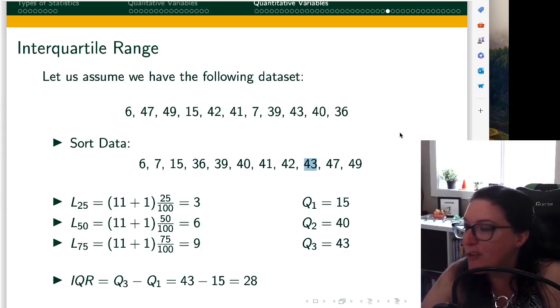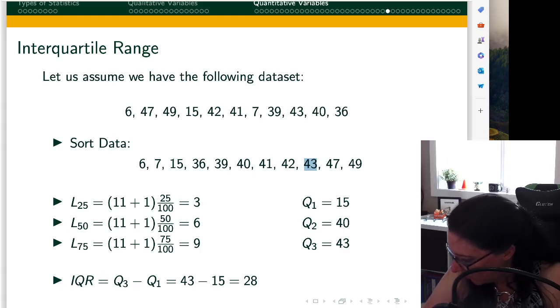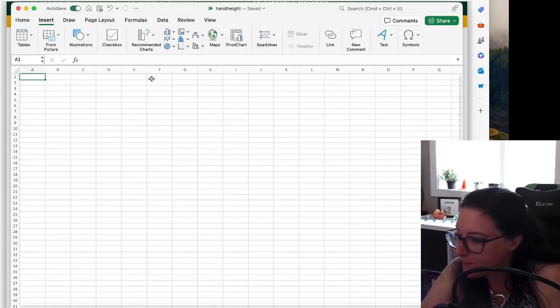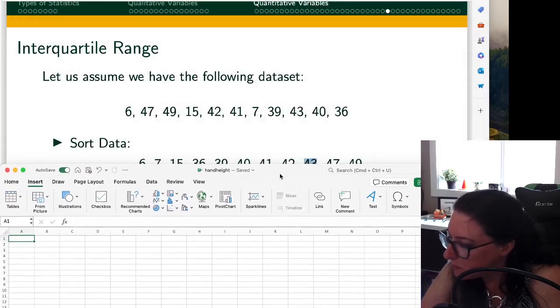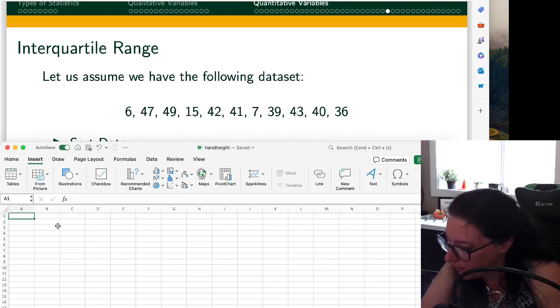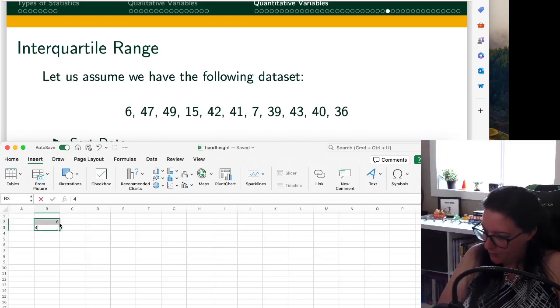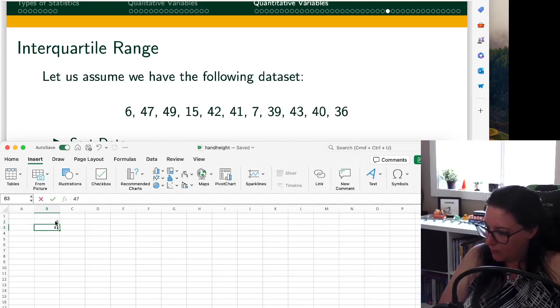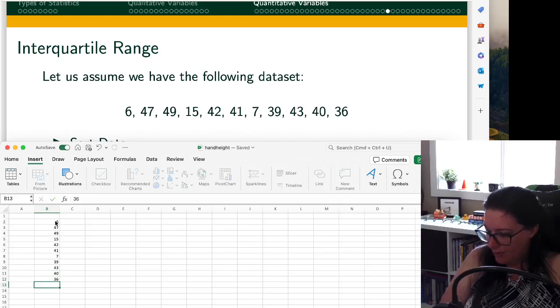Okay? Now, if you're doing all this in Excel, I'm just building a new one here. I don't know what these numbers are, so let me just write them down here: 6, 47, 49, 15, 42, 41, 7, 39, 43, 40, 36.